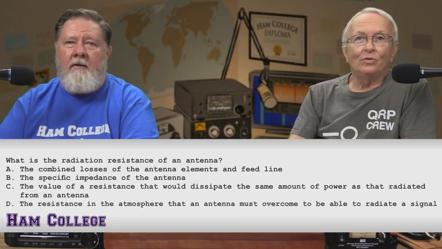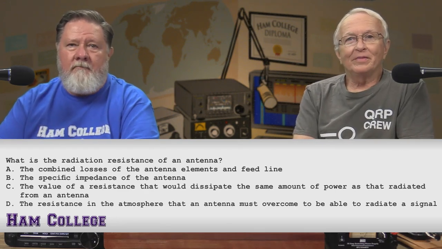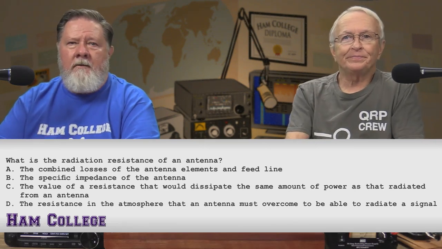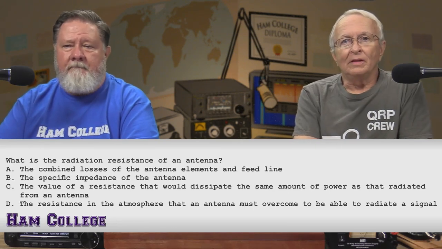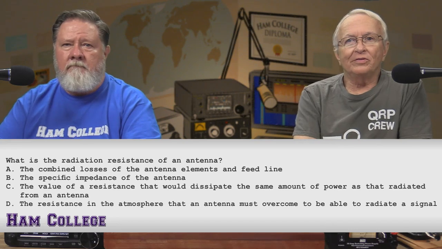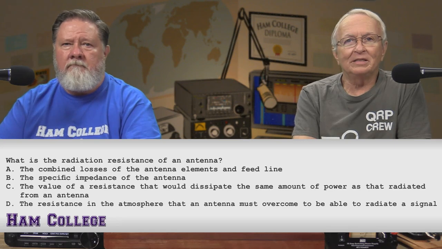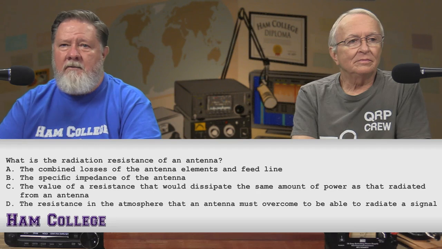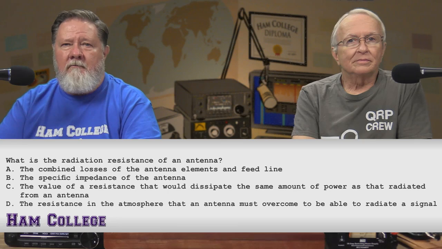So, what is the radiation resistance of an antenna? A, the combined losses of the antenna elements and feed line. B, the specific impedance of the antenna. C, the value of a resistance that would dissipate the same amount of power as that radiated from an antenna. Or D, the resistance in the atmosphere that an antenna must overcome to be able to radiate a signal. What is the radiation resistance of an antenna?